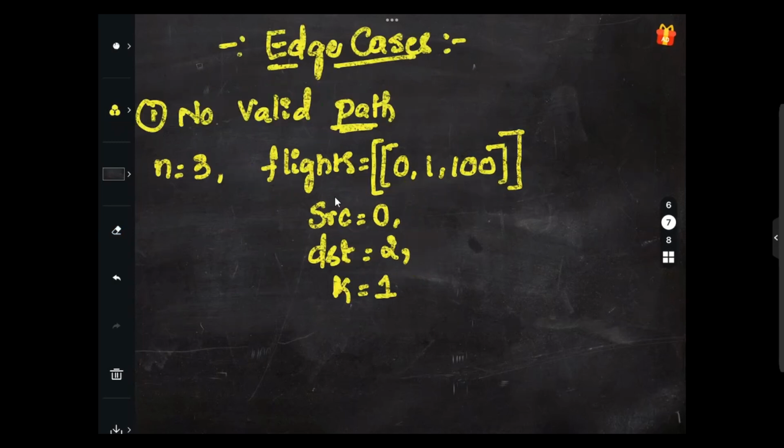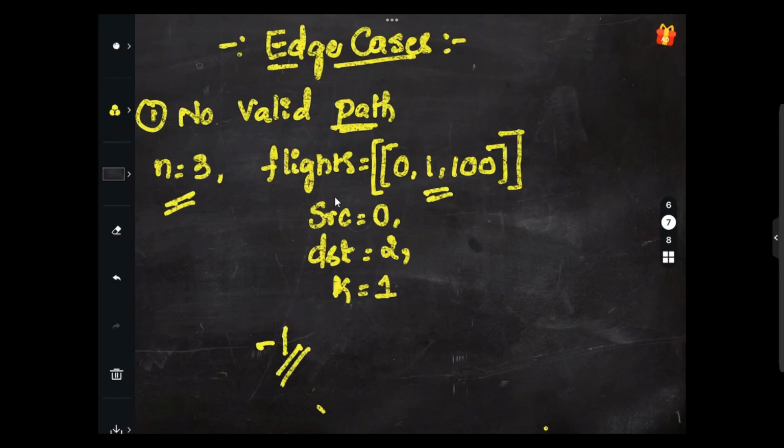Next, let's discuss the edge cases step by step. First edge case that I'll be considering here is no valid path. So here n equals 3, flights they have given 1 0. So source 0, destination 2, and k equals 1. If we can visualize in the same way that we had discussed for the first example for the approach, right? So output will be here -1.